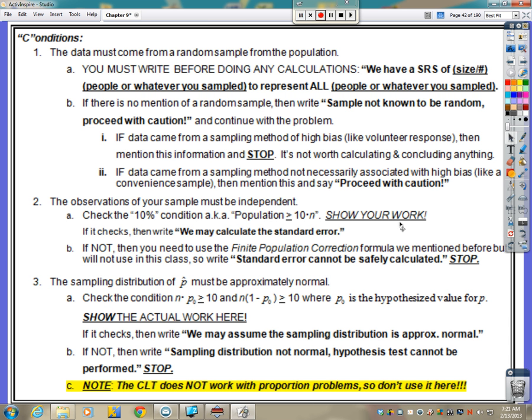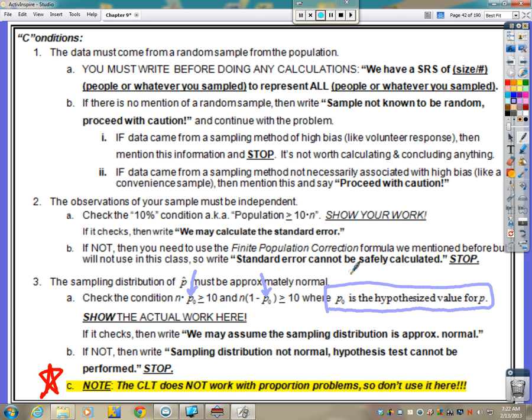Now the one thing that's going to look a little bit differently is the normal condition. The first thing to note here is the central limit theorem does not work with proportion problems. So it doesn't matter if you have a sample size that's 1,000. You can't use the central limit theorem here. Now you're still going to use the n times p and n times 1 minus p. But what looks a little different right now is that it's not p or p hat. We call it p sub naught, where p sub naught is your hypothesized value for p.